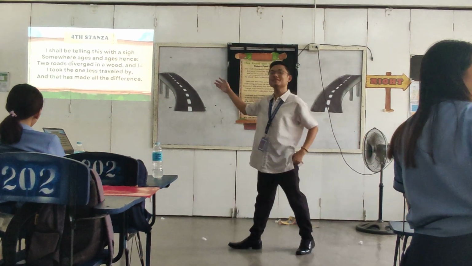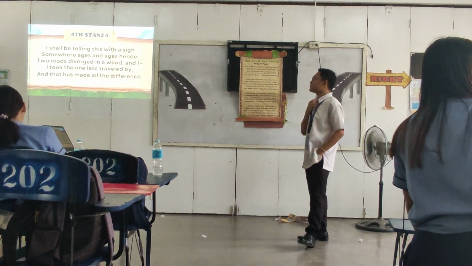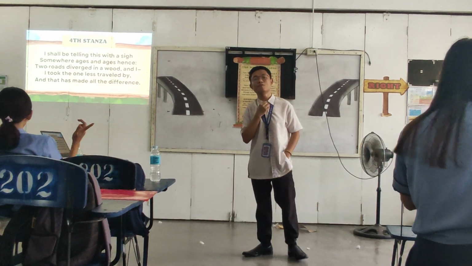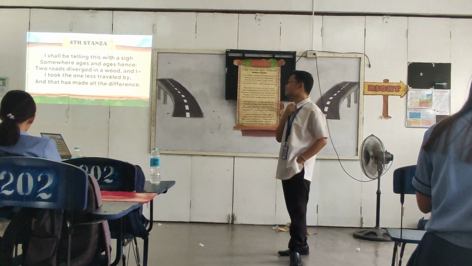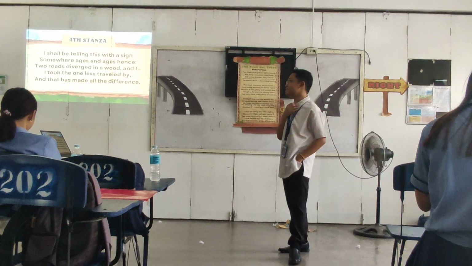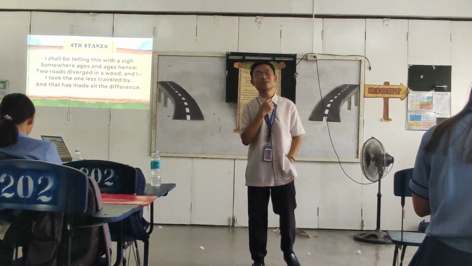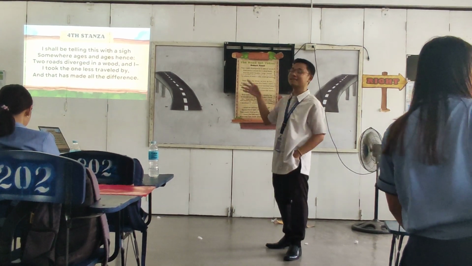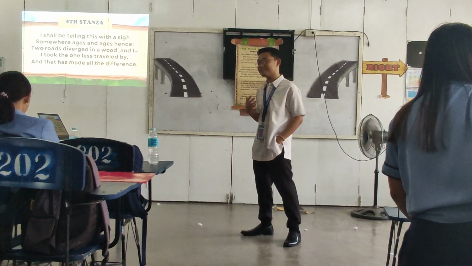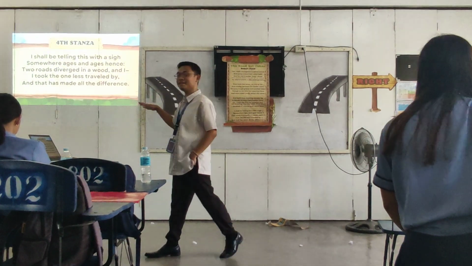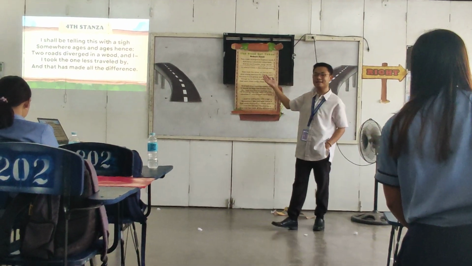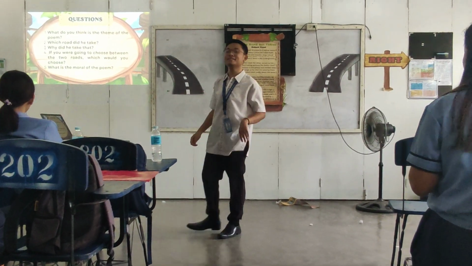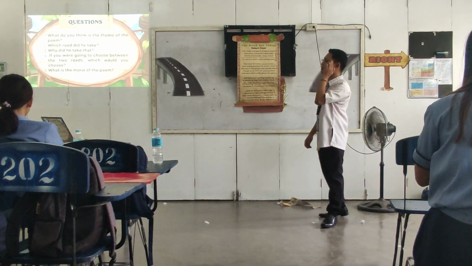So here in the fourth stanza, the writer decides which road he will take. The road is the one less traveled by, because he believes that he made the best decision and this road or path that he takes will make a difference in his life. So are we all clear with the message of the stanza? Yes. Alright, thank you.